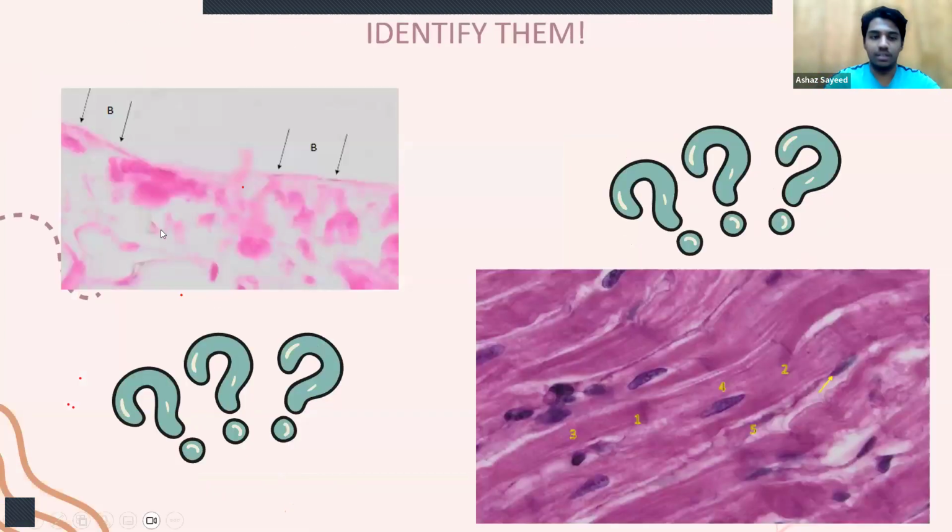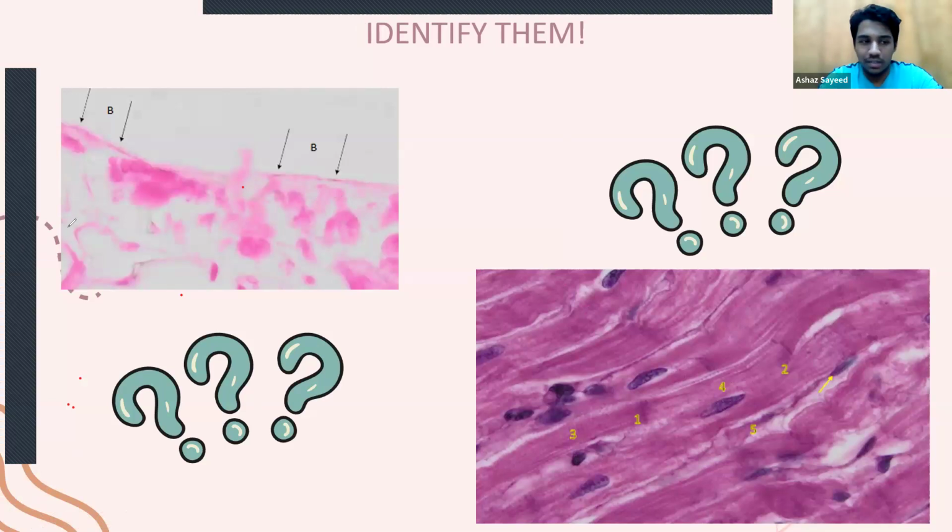So now we have something to identify. Just identify the structures. Give me an answer for what this structure is and what this structure is. Write it in the chat, or you can unmute and say it. No worries. This one and then this one.